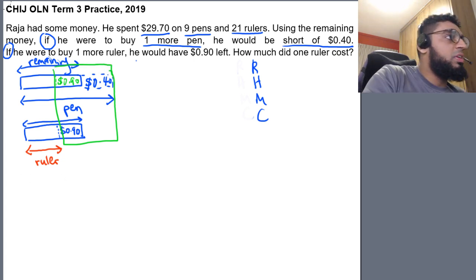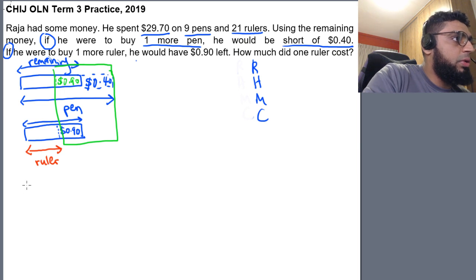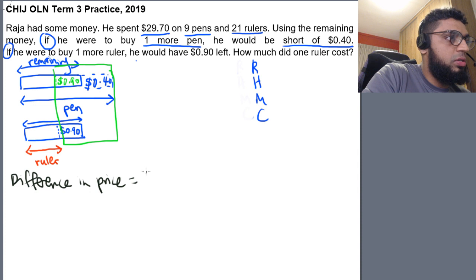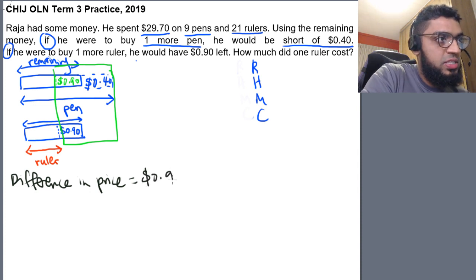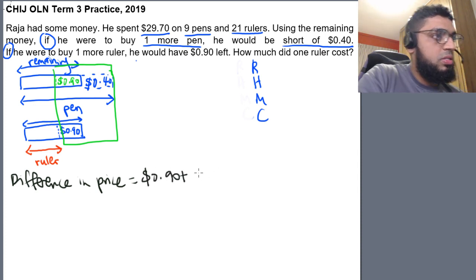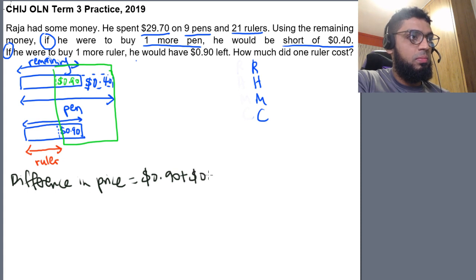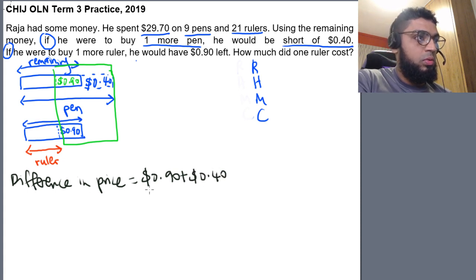So the first step that I'll write is the difference in price. The difference in price is just simple addition. So it's 90 cents plus 40 cents, which will give me an answer of $1.30.